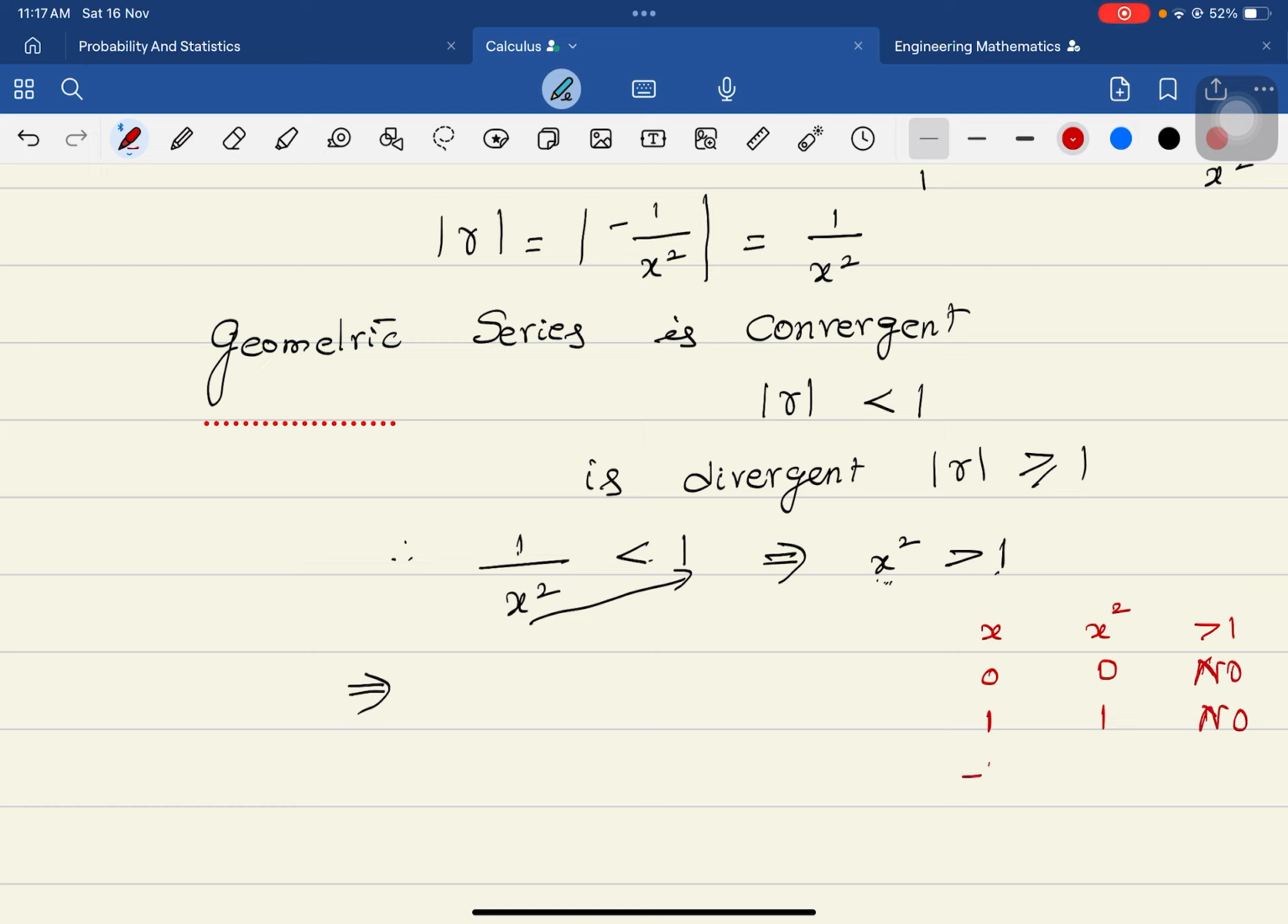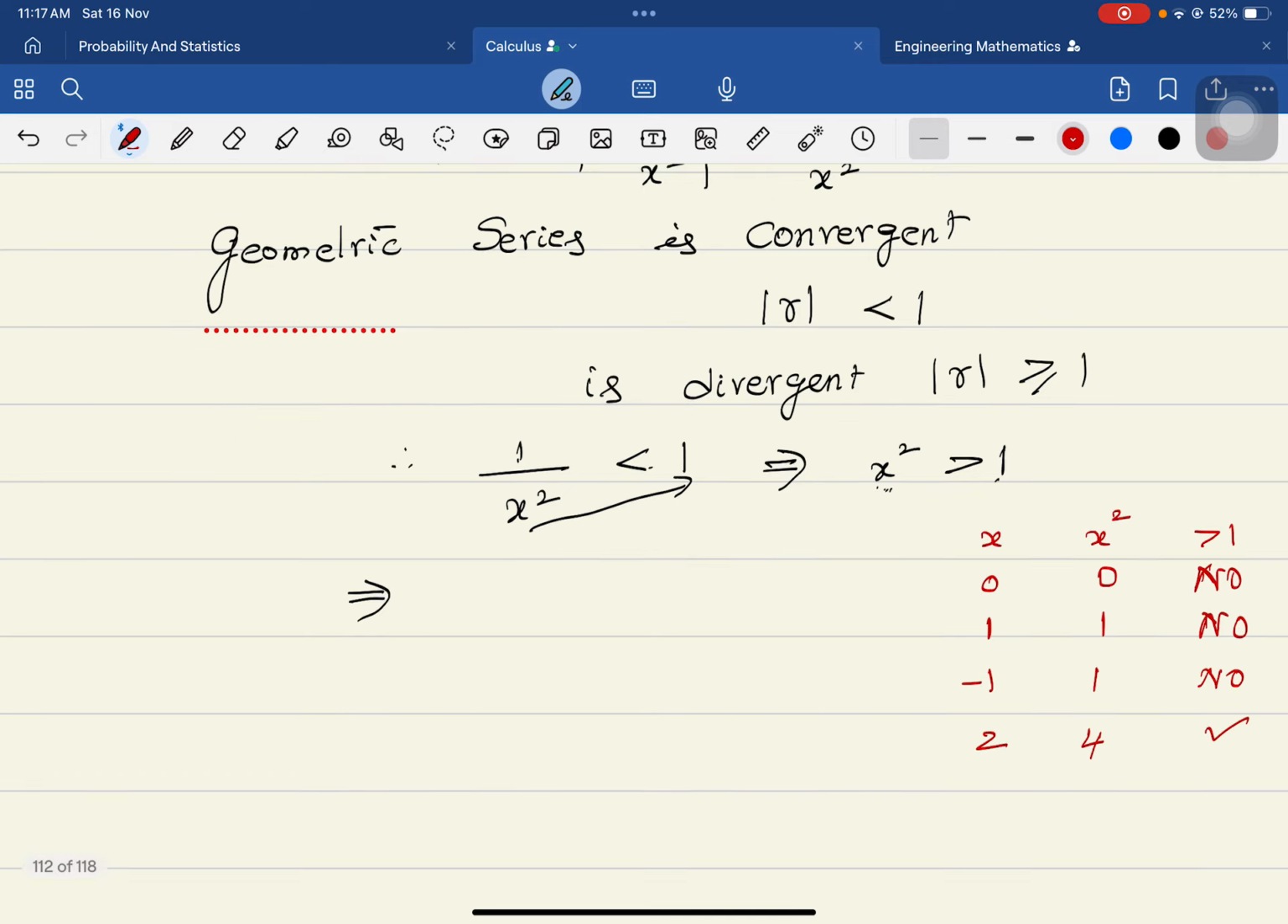When I put x is -1, the whole square becomes 1. This is also not greater than 1. When I put x is 2, it becomes 4 and it is correct, 4 is greater than 1. When I put -2, it becomes 4 and this is also greater. So what is your observation from here? It is not only this, you take 3, it is true. When you take -4, -3, it is true. So for 0, 1, -1 and the values between them, the condition is not satisfied.